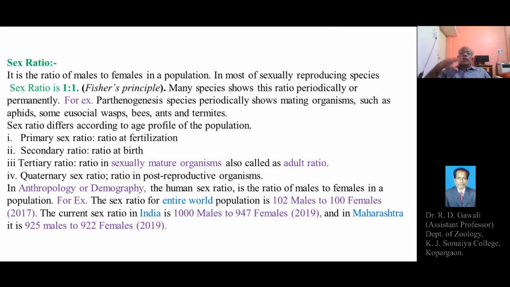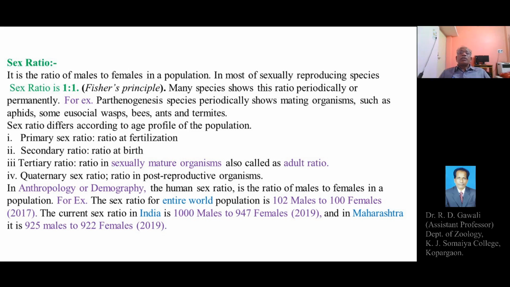Whatever information we explained belongs to the age ratio, or the age distribution. Now the sex ratio. It is the ratio of males to females in a population. In most sexually reproducing species, the sex ratio is 1:1.